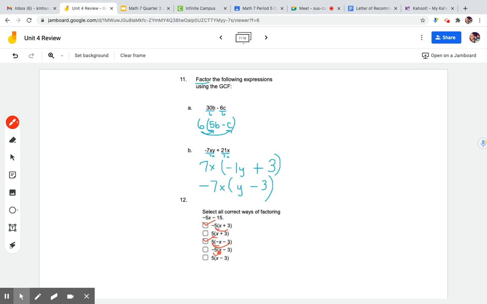Negative 5x, now this would not be minus 15, that'd be minus a negative 15. If that's hard to see, change this subtraction sign into adding the opposite. So now I can clearly see that I have a negative 5 times a negative 3, which is positive 15. So that one does not work. And then the last one that gives me a positive 5x, so I can stop there. So the only ones that are equivalent are the first and third box.